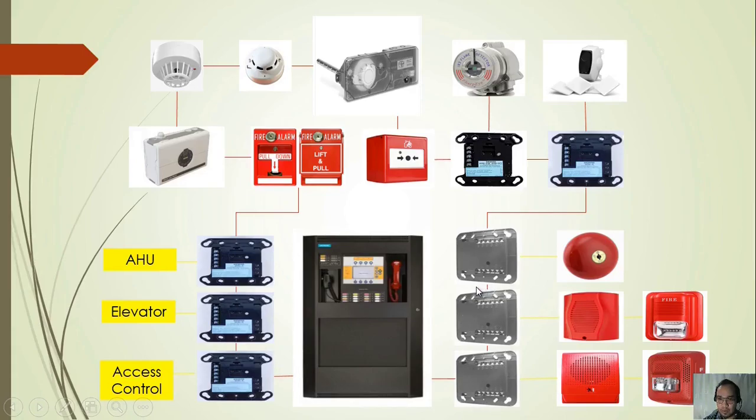These are the control module, which controls our notification appliance like alarm bell, horn strobe, or speaker and speaker strobe, and a relay module which controls the other emergency control interface like the shutdown of AHU. Don't worry guys, we will discuss all this later on in the other slides. And we have also the control for elevator and the control for access control.